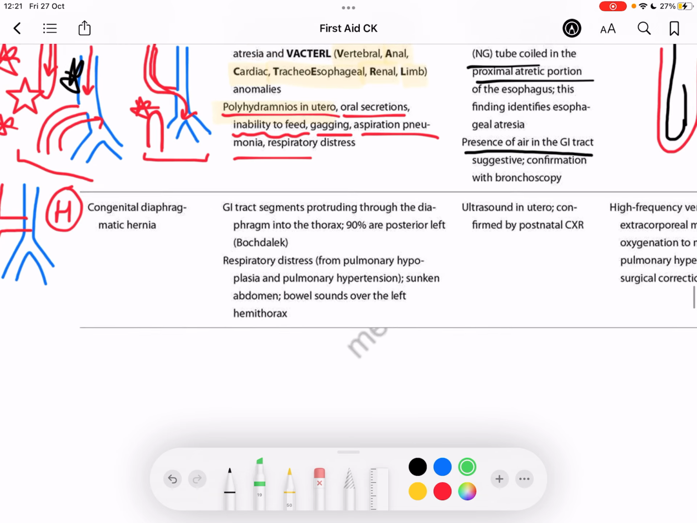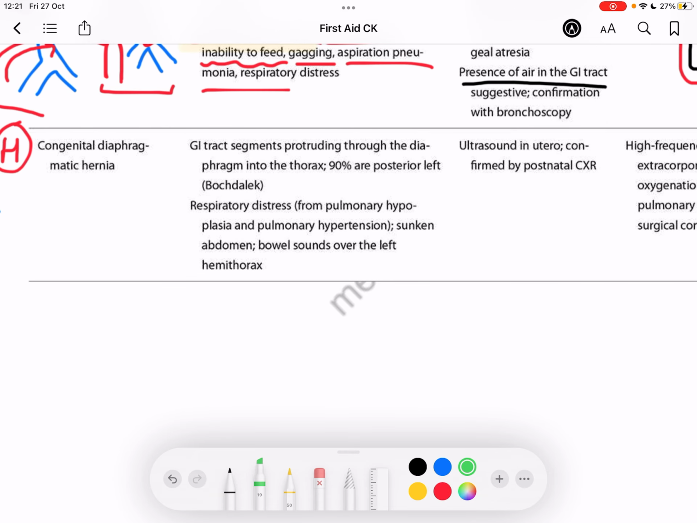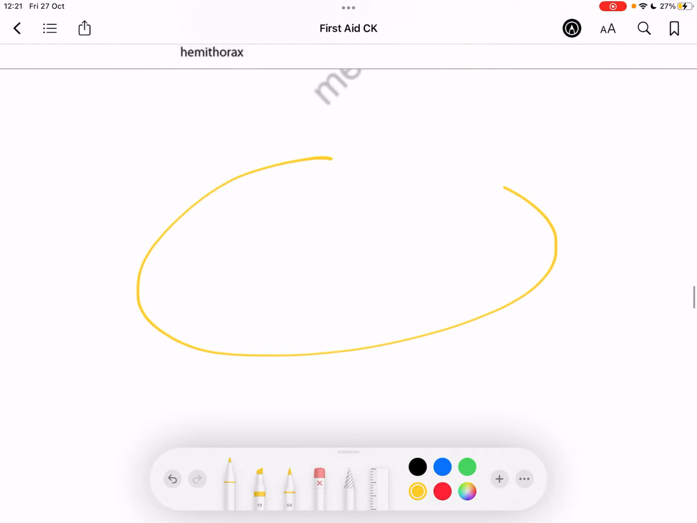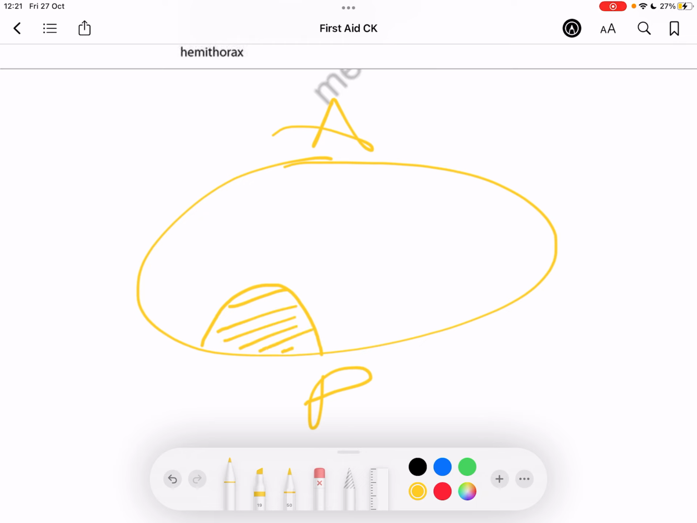Let's talk now about the congenital diaphragmatic hernia. A congenital diaphragmatic hernia is where we have GI tract segments protruding through the diaphragm into the thorax. Most of the time this is due to a Bochdalek herniation, which is in the posterior left portion. So say this is the diaphragm, looking down on it, this is the anterior portion, this is the posterior portion. The Bochdalek is usually a herniation in the posterior left portion.